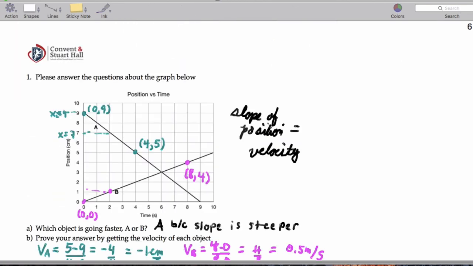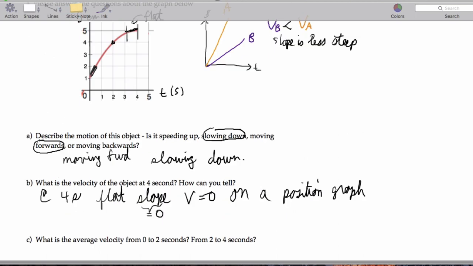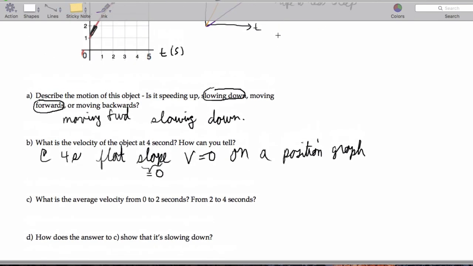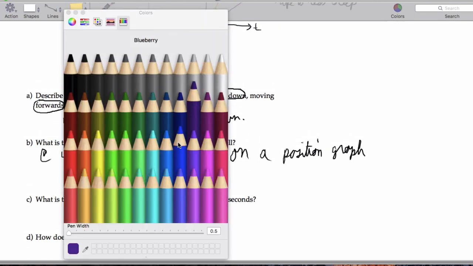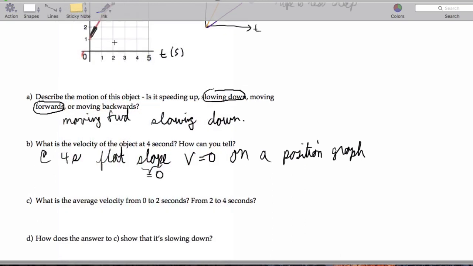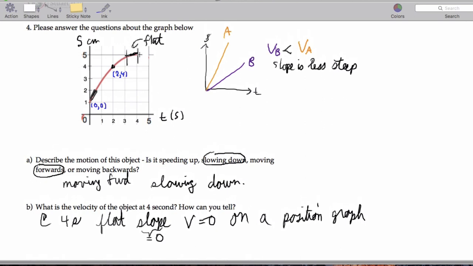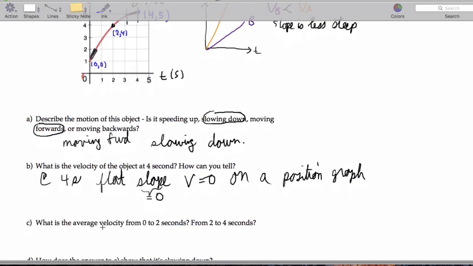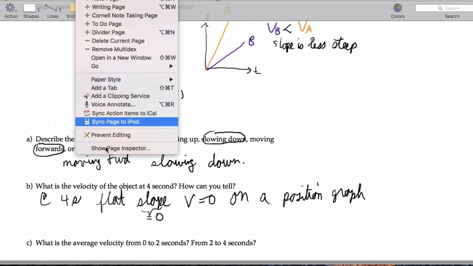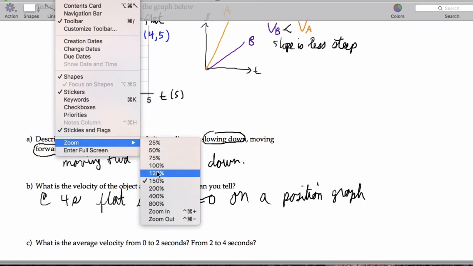Going back to the problem, I'm going to actually use that here. So the average velocity from 0 to 2 seconds, I'll just do this right here. At 2 seconds, I'm at 2, 4. At 0 seconds, I'm at 0, 0. And in a second, I'm going to need this coordinate here, which is 4, 5. So let's get these average velocities. I'll zoom out just a little bit here.